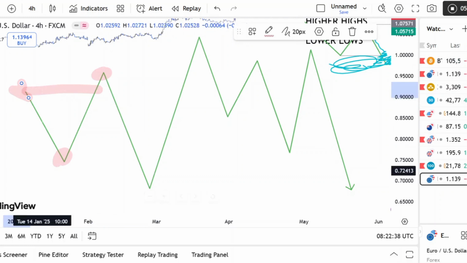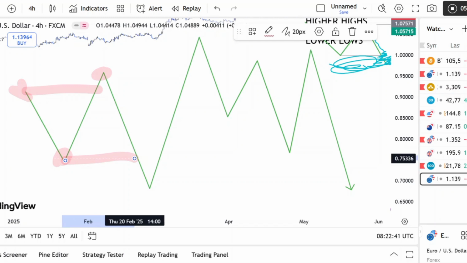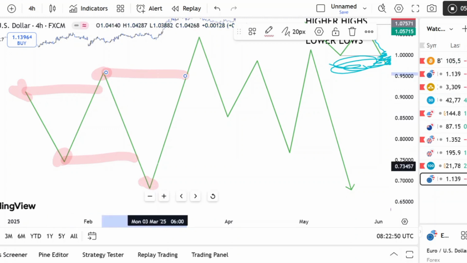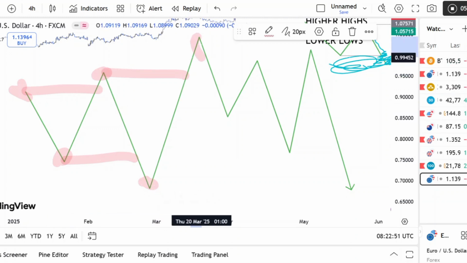So it goes down, it breaks a structure once again, and then this is a low. Due to it, there was a high, and then it broke a low. Now it's a lower low. And then it goes up once again. And then what is it now? It is a higher high, due to it broke the previous high.